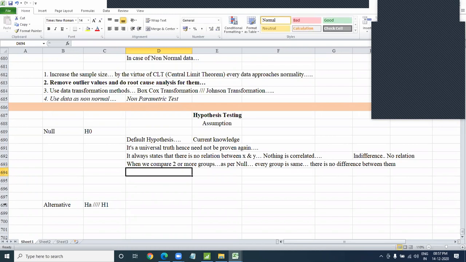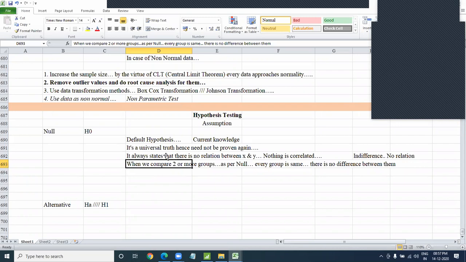So that's what it means. Also, when we talk about the null definition, technically, that's what it means. If you're comparing, say, male and female productivity, as per that, male and female both are the same. There is no difference in the productivity of male and female. They have similar performance. If you have, say, 5 managers and you're comparing their productivity, it says all the managers are the same. There's no difference in them.